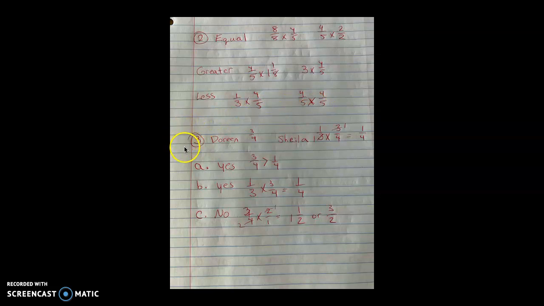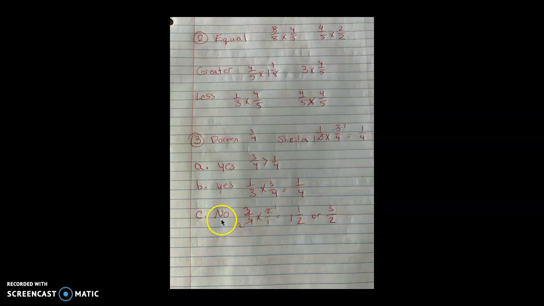For question number 3, this is Doreen. She lives 3/4 miles from the library. Sheila lives 1/3 as far, so I multiplied by 1/3, cross-canceled my 3's, and so she lives 1/4 mile from the library. So A is yes, 3/4 is greater than 1/4. B is yes, because when I multiply them together, I got 1/4.